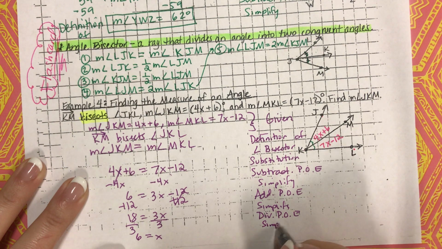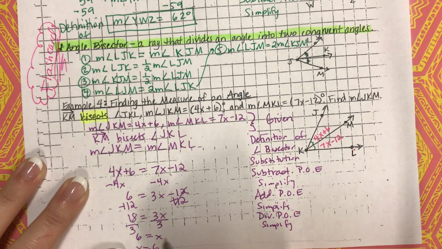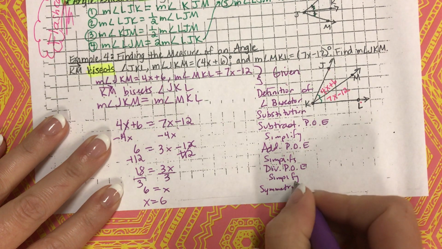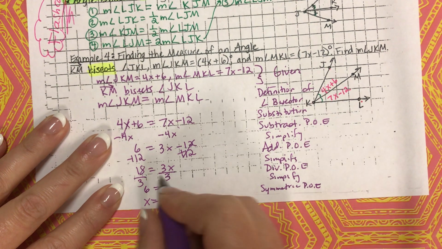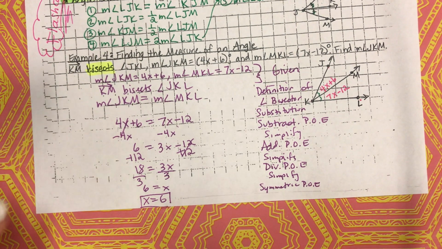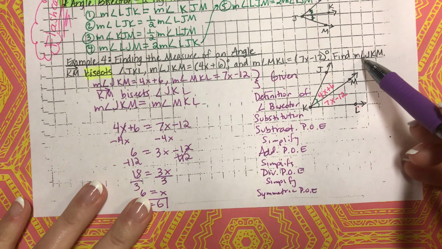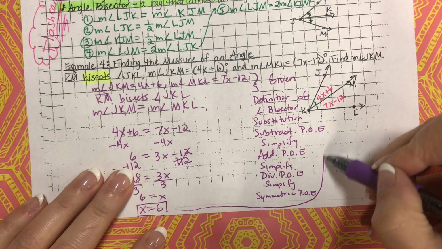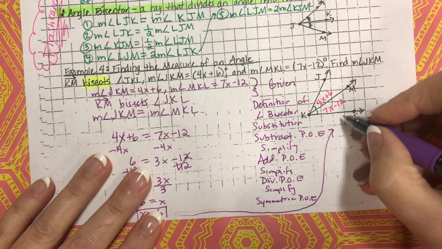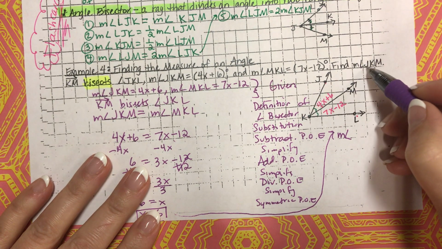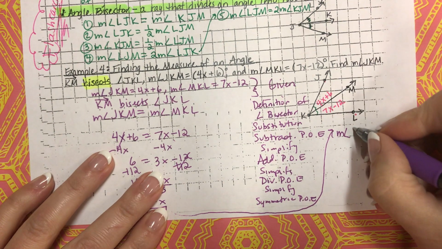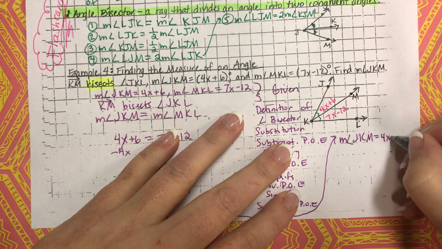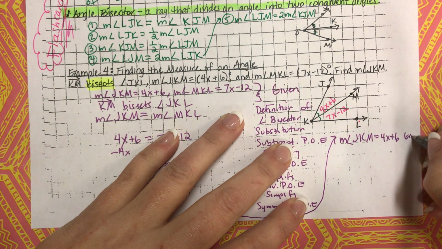So that's simplified, but I want to go ahead and write x equals 6 and use that symmetric property of equality. So now I know what x is. But they didn't want just x. They wanted us to find the value of the measure of angle JKM. So I'm actually going to take this all the way over here. And I'm going to say the measure of angle JKM is equal to 4x plus 6. Right? That's that given information that they gave us.